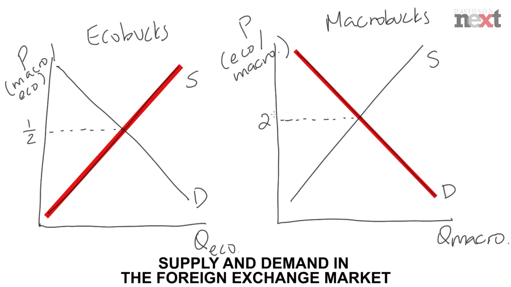Now that we have the supply and demand curves in each of our foreign exchange markets, we can understand where the equilibrium exchange rate comes from. The equilibrium exchange rate simply exists where supply and demand intersect each other. As we stated earlier, the equilibrium exchange rate for the EcoBuck was a half of a Macrobuck. The equilibrium exchange rate for a Macrobuck is 2 EcoBucks, as we can see on the graph.